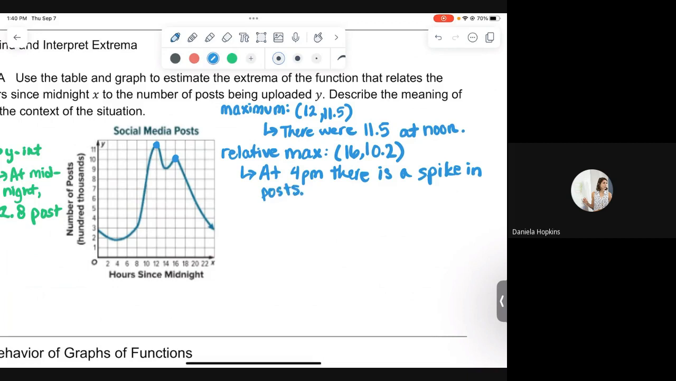Again, this makes sense to me. Maybe people are getting out of work at 4 p.m. and they want to post about how bad their workday was or how great their workday was. Makes sense. Is that what you're doing afterwards? Never. I only post nice things.